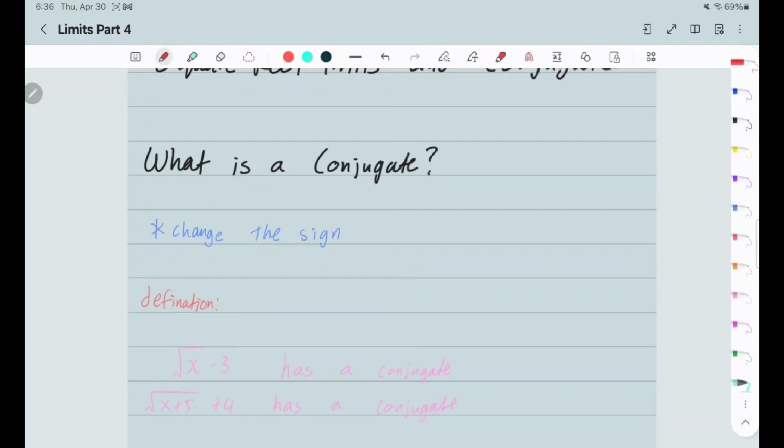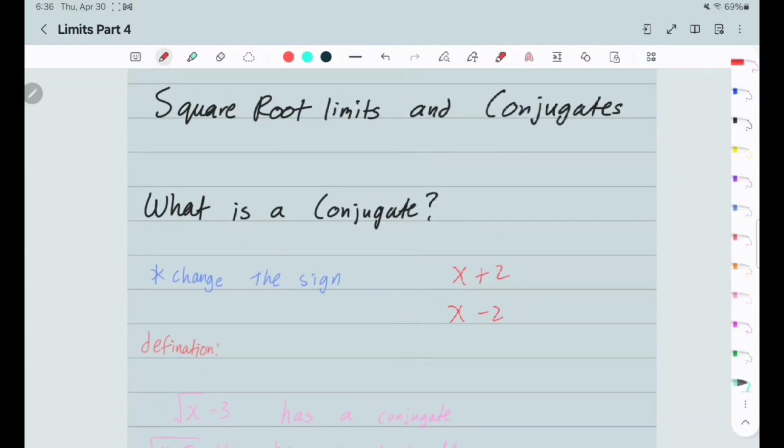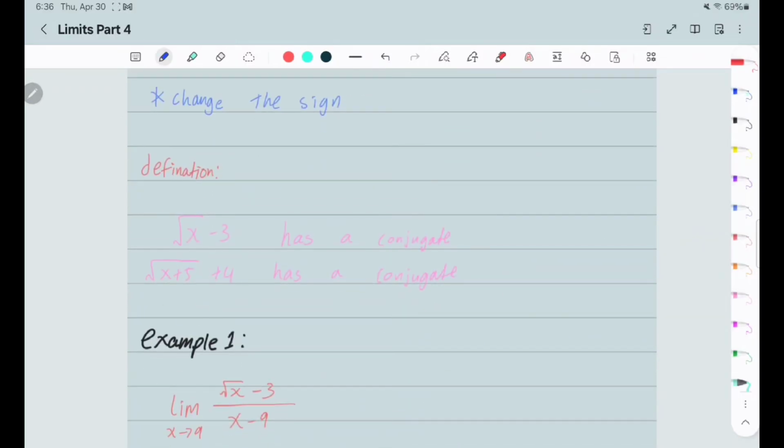For example, if I ask you what's the conjugate of x plus 2, you're simply going to say it's x minus 2. And if it was x minus 2, then it's going to be x plus 2. If we look at it in terms of roots, the conjugate of root x minus 3 is simply root x plus 3. I just flipped this minus sign into a plus sign. Similarly, if I ask you the conjugate of root x plus 5 plus 4, you can see the two terms, root x plus 5 and the second term being 4. You just flip the sign and write everything else the same, like root x plus 5 minus 4. Simple concept, nothing rocket science.